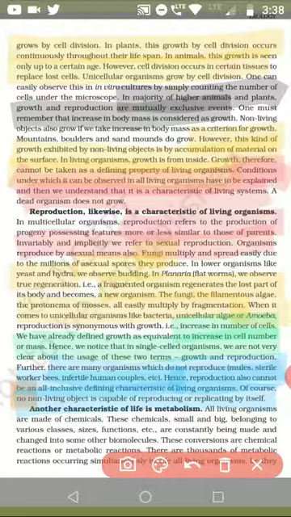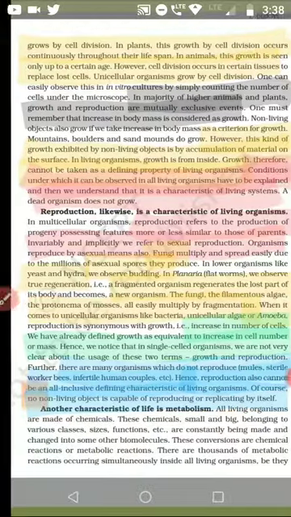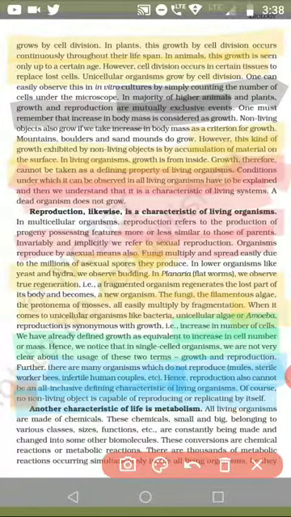So in the majority of higher animals and plants, growth and reproduction are mutually exclusive events. Growth and reproduction are not going together. Now, growth also means an increase in the body mass. Increase in the body mass is also called growth.